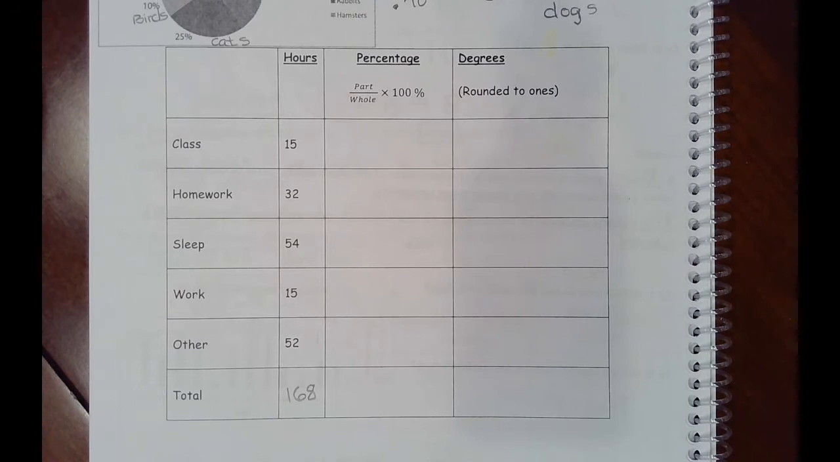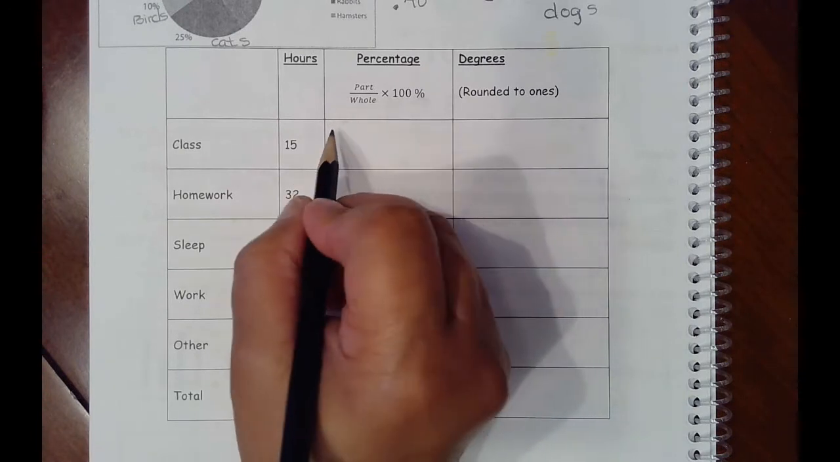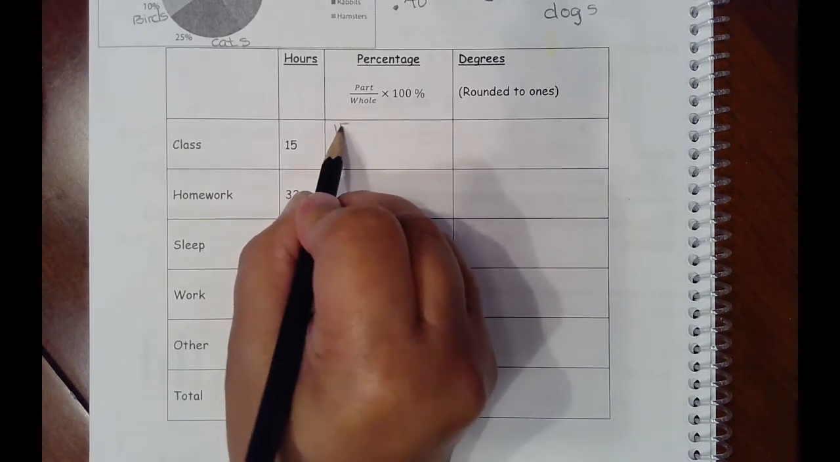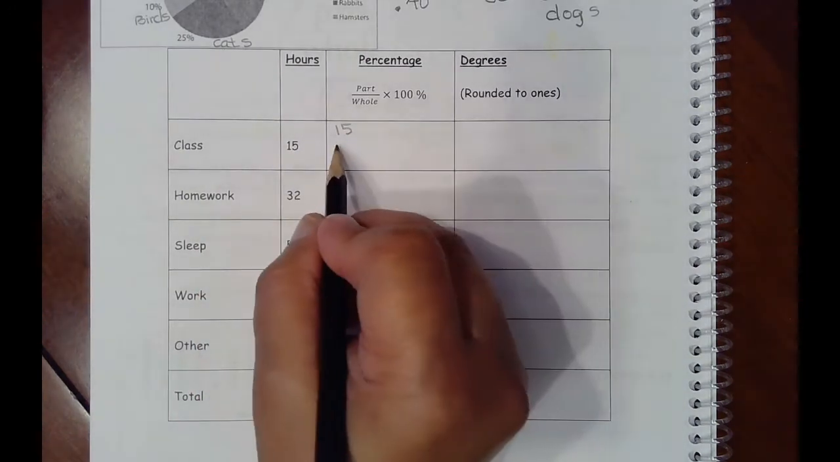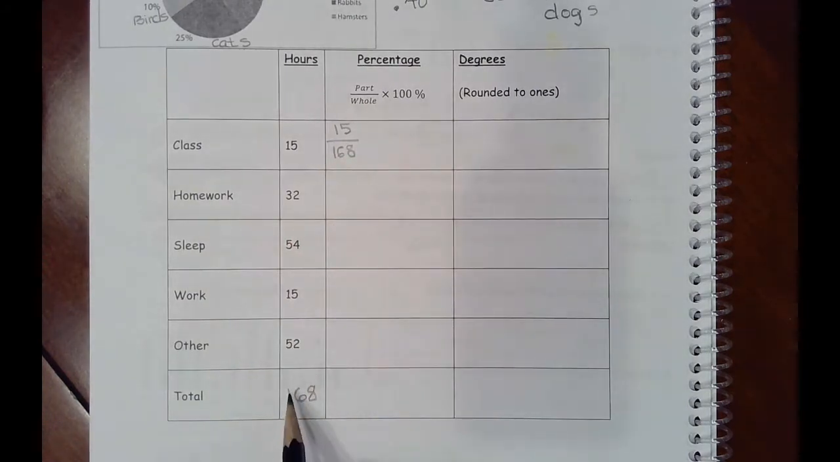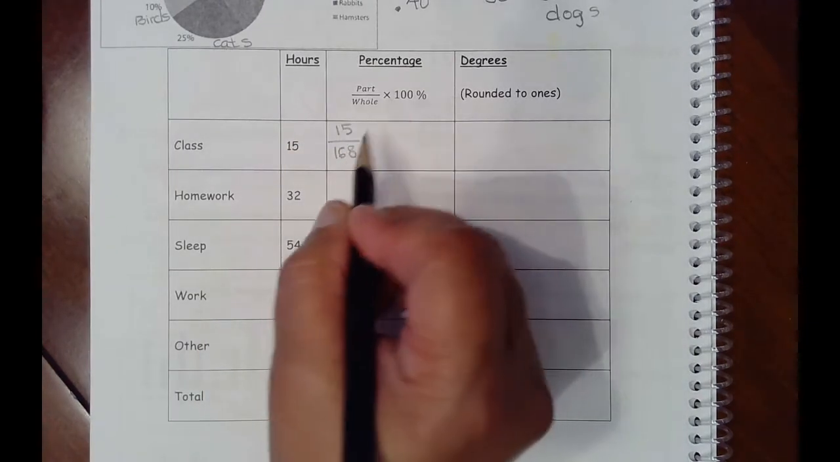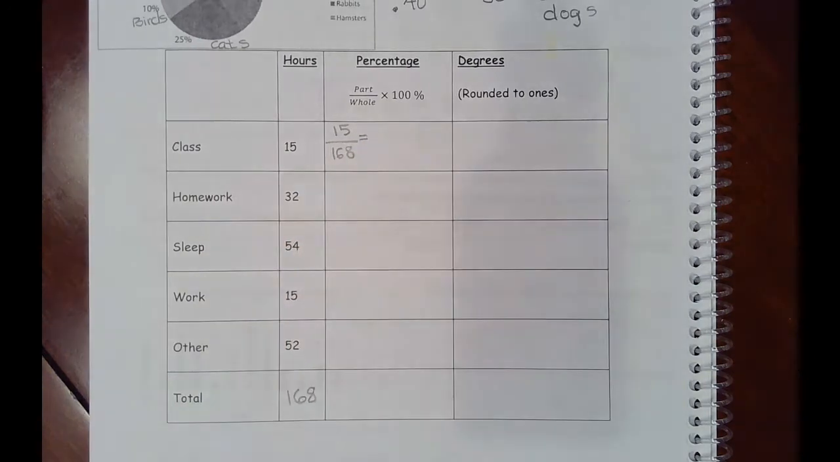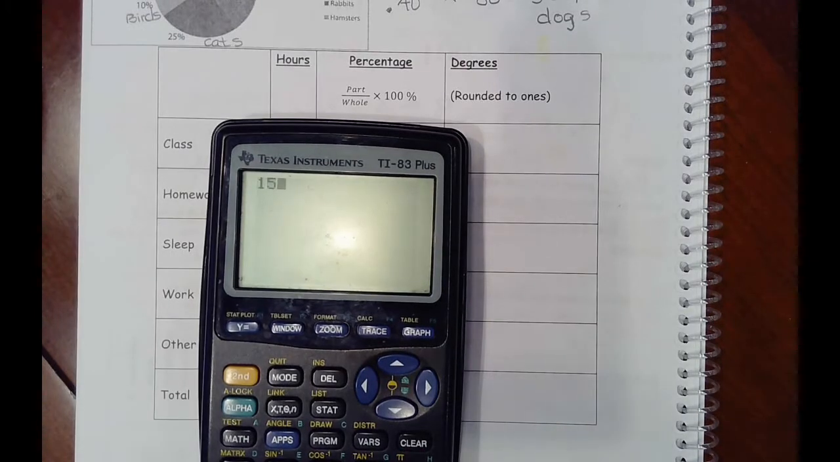Then we're going to try and create percentages, and then we're going to relate that to degrees. So when you are trying to create a percentage, let's review what we did on the previous two pages. You compare the part to the whole. This is the entire number of hours, and this is part of that 168. So part compared to whole. I'm going to go into the calculator and get a decimal. So 15 divided by 168.